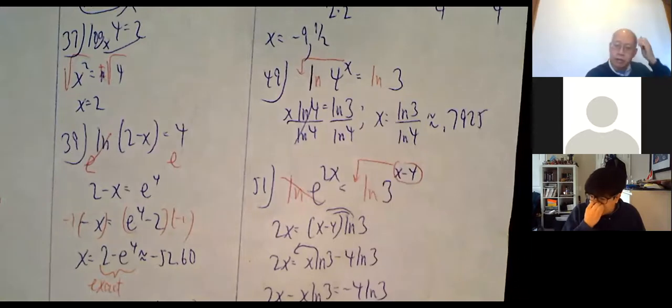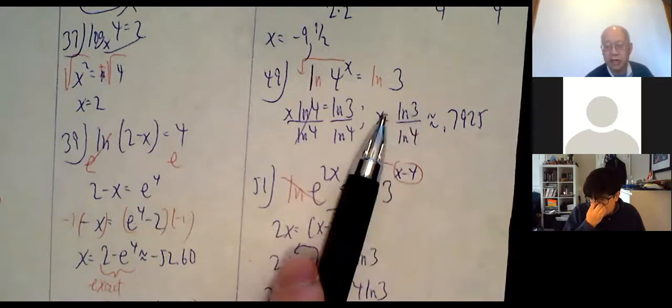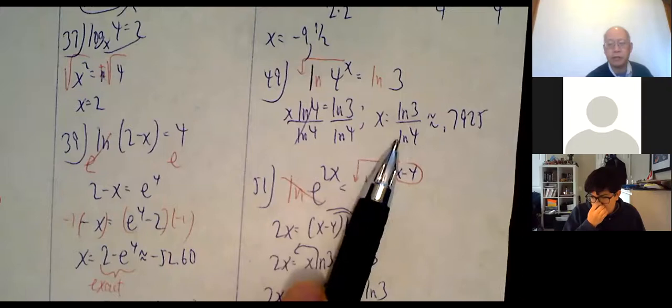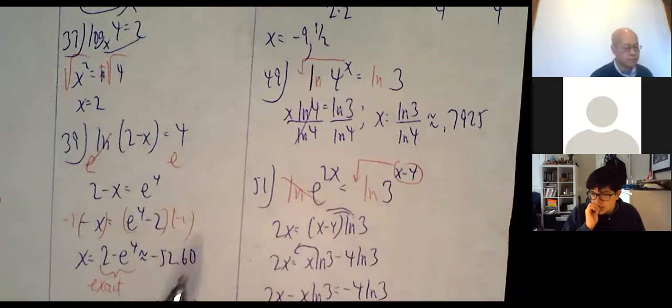And remember, on some of your calculators, you have to go backwards. You have to hit 3 ln divided by 4 ln equals. Okay.